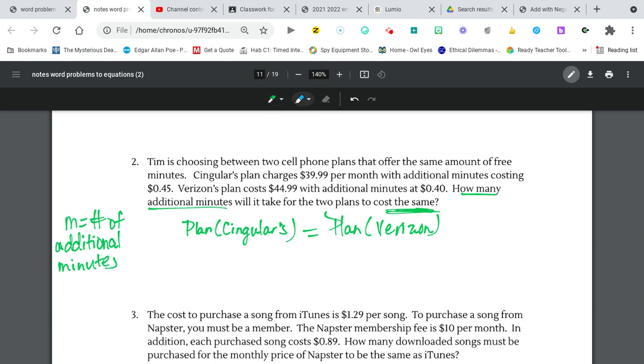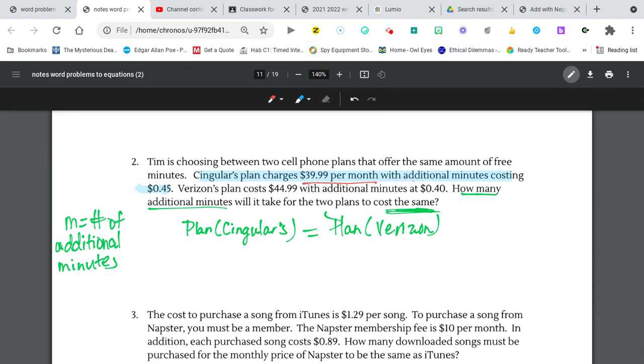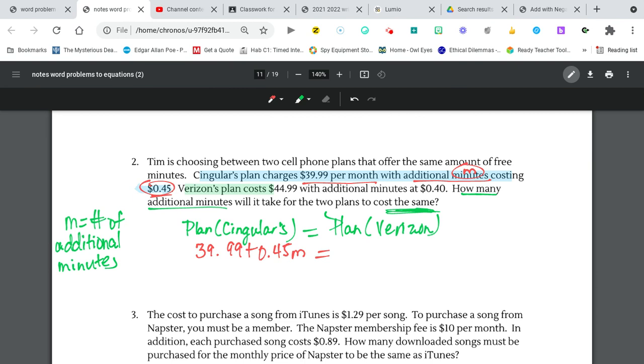And let's go and look at Singular's plan. They charge $39.99 per month with additional minutes costing 45 cents. So I already know I've got to pay this no matter what. But for additional minutes, I've got to pay 45 cents. So these additional minutes, m, and 45 cents are going together. So that's going to be $39.99 plus 45 cents for every additional minute. It's going to equal Verizon. So let's see what that is. Verizon's plan is $44.99 with additional minutes costing 40 cents.